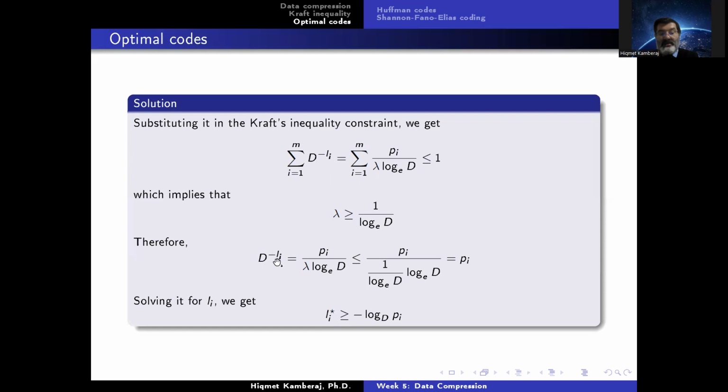Therefore, D to the power minus L_i, if I replace, you have it p_i over lambda log with base e of D. I replace lambda by this inequality, then you get that this is less or equal to p_i over 1 over log with base e of D times log with base e of D. Log with base e of D cancels out, then you get simply p_i. Solving it for L_i, then you get that L_i star is greater or equal to minus log with base D of p_i. So we found the solutions for the optimal L_i star.